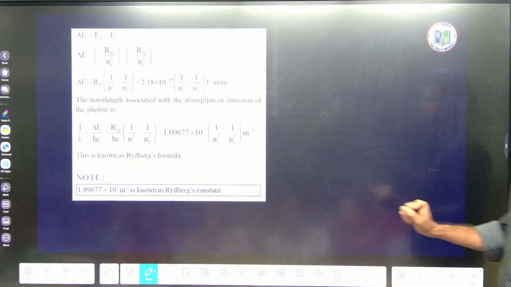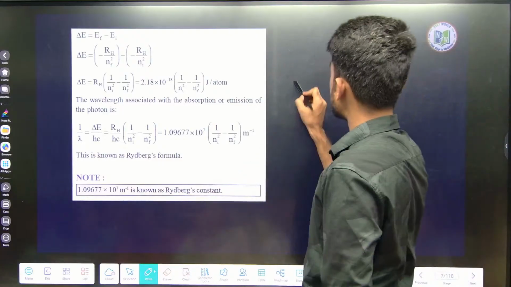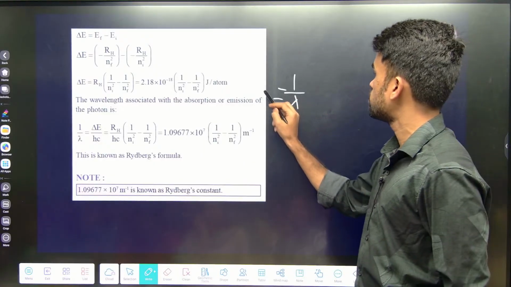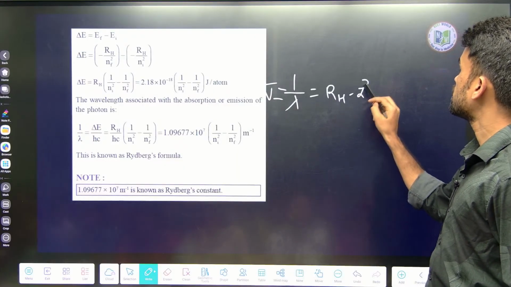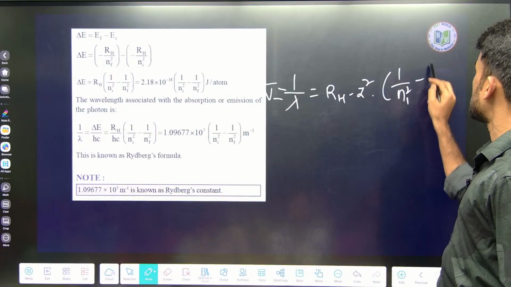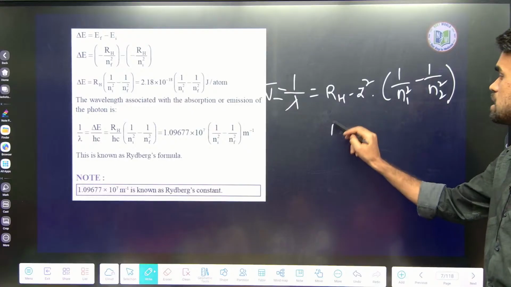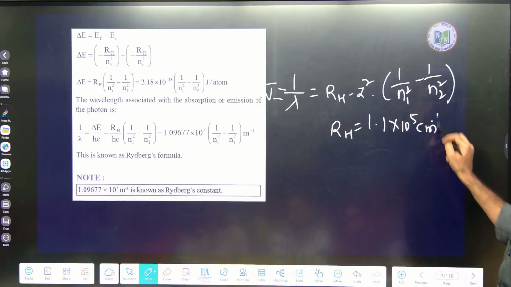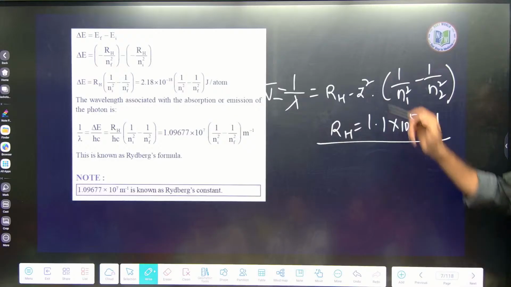Next, energy formula. Energy for transition. Like Rydberg's equation we have taken, 1 by lambda. This is also called the wave number, nu bar is equals to RH z square into 1 by n1 square minus 1 by n2 square. What about the RH value? 1.1 into 10 power 5 centimeter inverse. Make note of this formula.